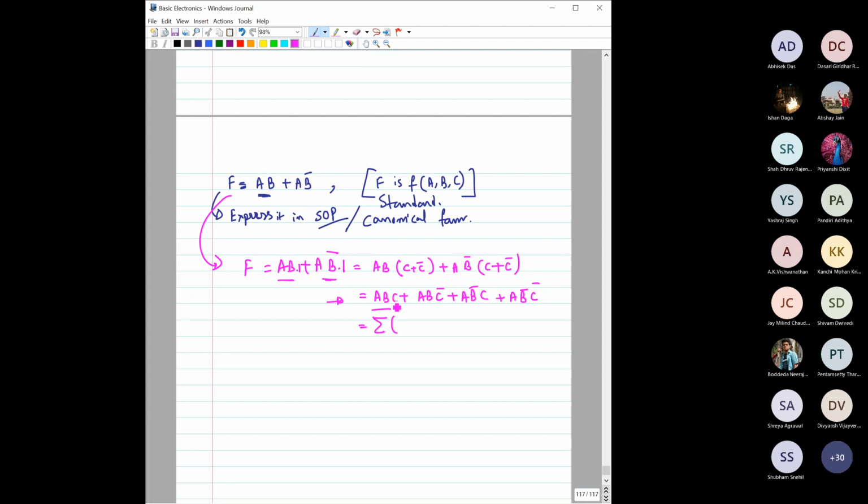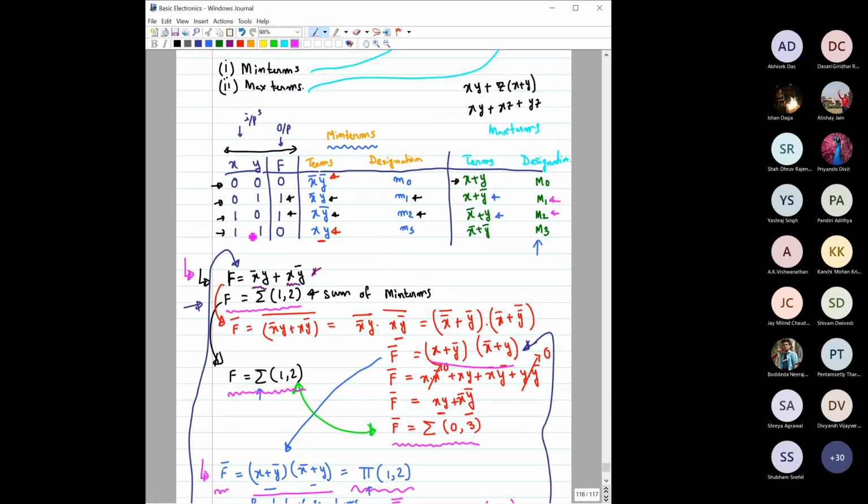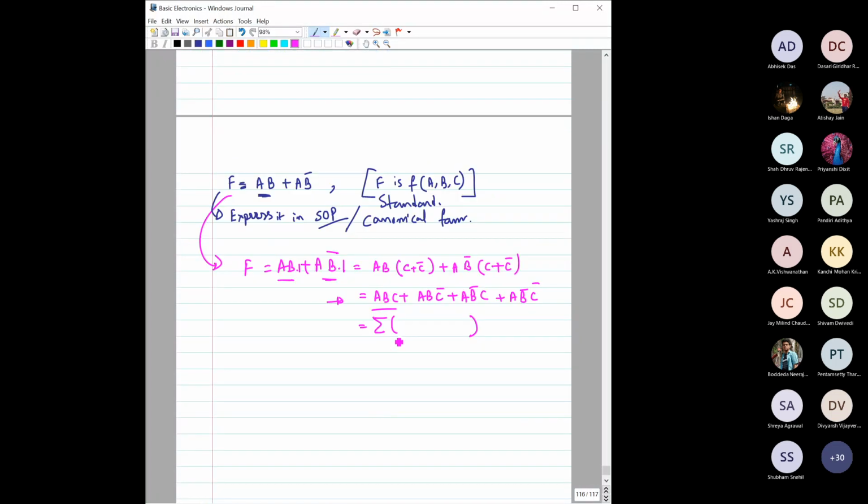What is this 111? What is this ABC number? It is 7. You see from here, when it is like XY, it is 1 1, that means all terms have to be 1. So 1 1 1 means 7. What is the next term?